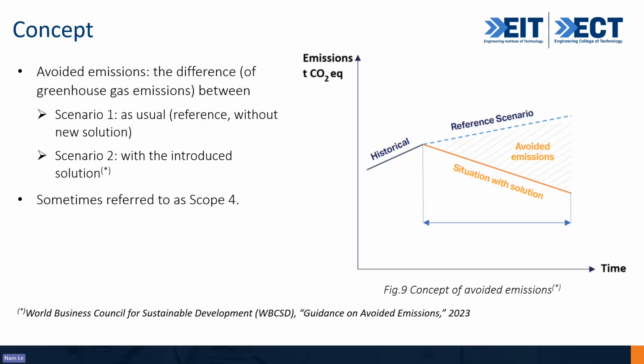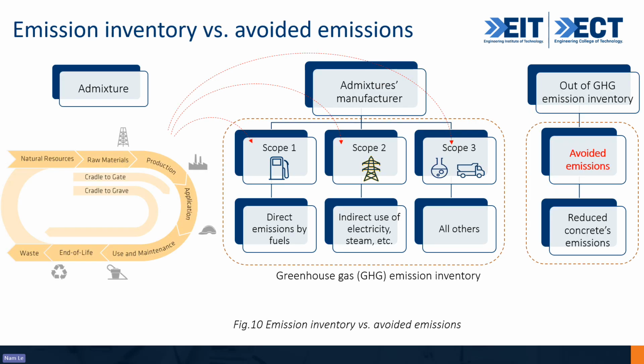And these avoided emissions, sometimes, are referred to as scope 4. And what is scope 4? Why do we have scope 4? Because previously we have scope 1, 2, 3. And what are scope 1, 2, and 3? I have here a very quick introduction about this.